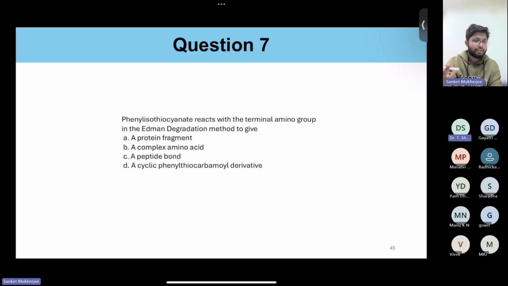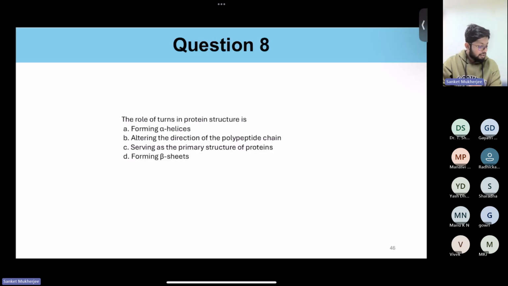I think I got the answer. I think it's D. That's what you said. A cyclic phenyl thiocarbamyl derivative. It's right. The role of turns in protein structure is to form alpha helices, alter the direction of polypeptide chain, serving as the primary structure of protein, or to form beta sheets.